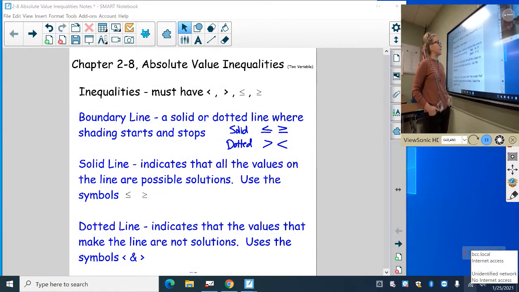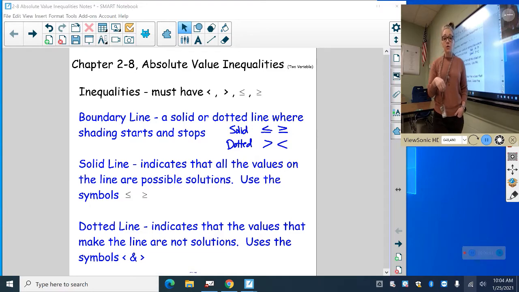Chapter 2.8 continued, absolute value inequalities. We just talked about how to graph an actual absolute value. Now let's go ahead and discuss how we can graph an absolute value inequality. You guessed it, you're going to put together the first two notes that we did in this section, graphing inequalities and then graphing absolute values, and we're putting them together and we're graphing absolute value inequalities. So you know all the information, we're just going to do some examples and review.